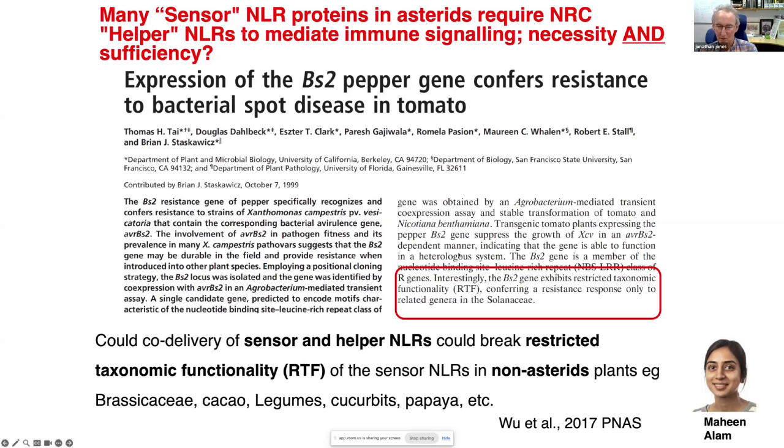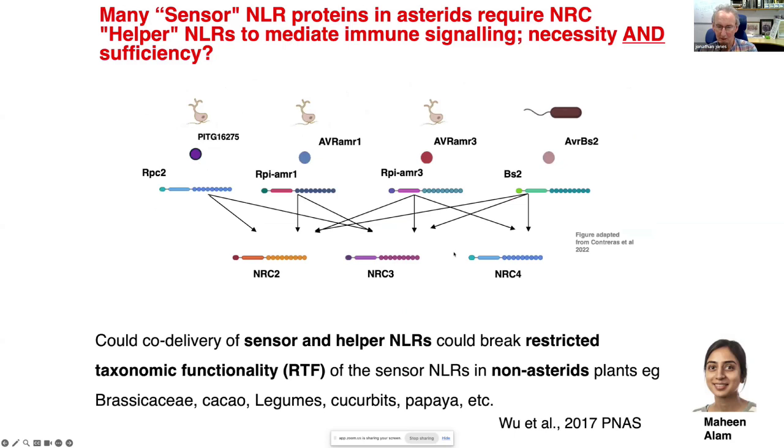includes BS2, require the NRC family of helper NLRs. So this is from Qihang Wu in PNAS, and this is a really important paper. And they found that various sensor NLRs will work with these three primarily helper NLRs, and they have preferences. So AMR1, for example, plays with NRC2 and NRC3, but it doesn't really function with at least Benth NRC4.